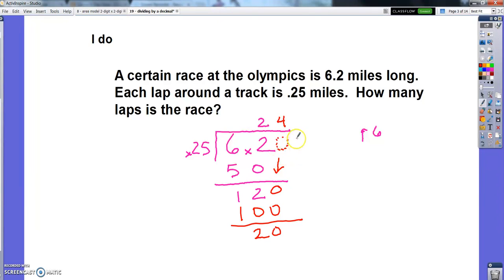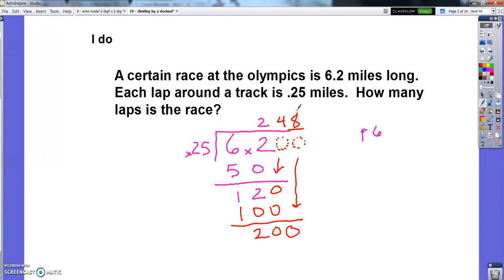I'm going to keep going. I'm going to go out to my thousands. I could probably stop here, but I'm going to keep going a little more. This is going to end it for me. So when I bring down this 0, 25 is going to go into 200 an equal number of times. It goes into it 8 times. So there's my digits of my answer.